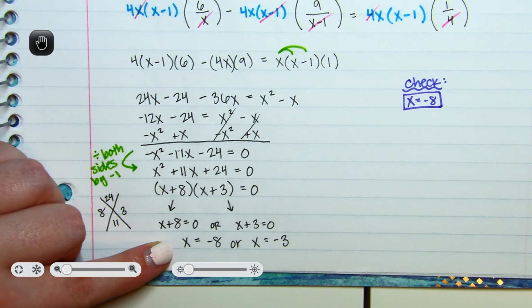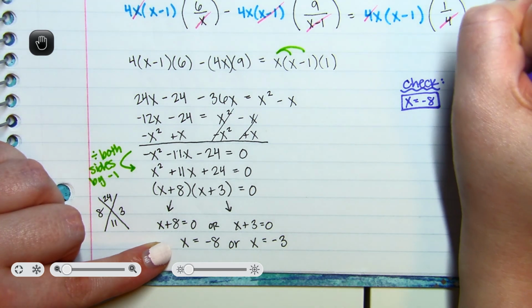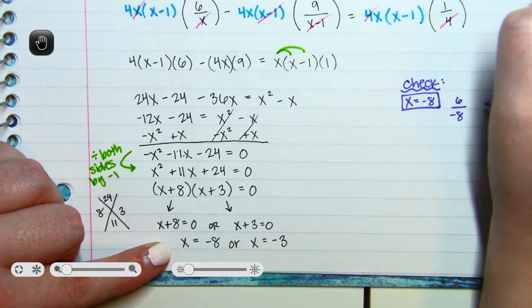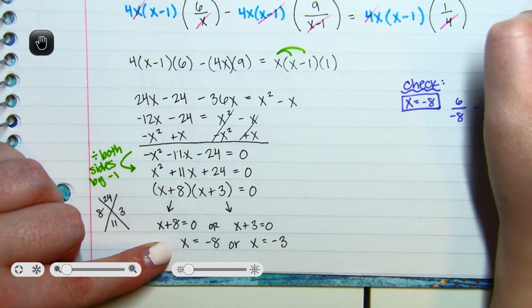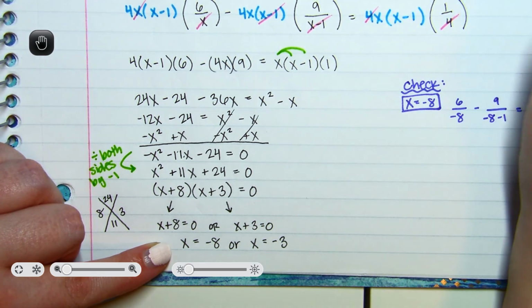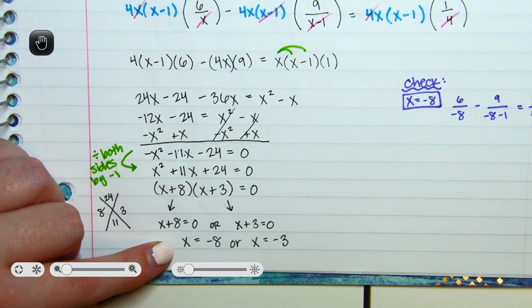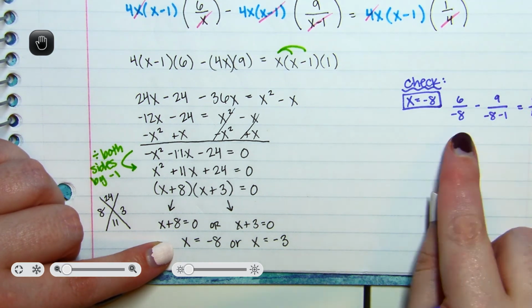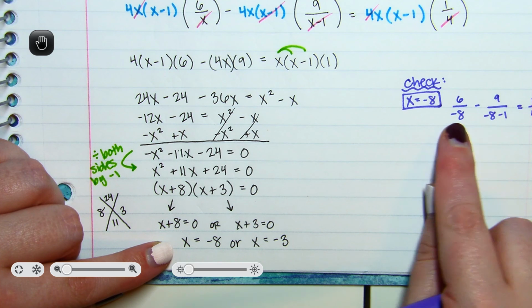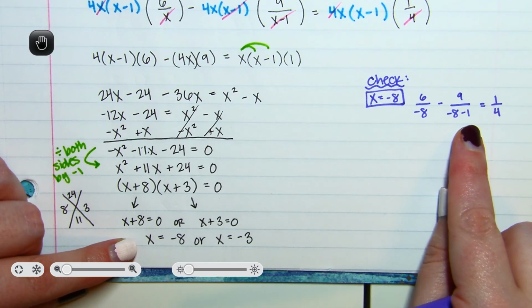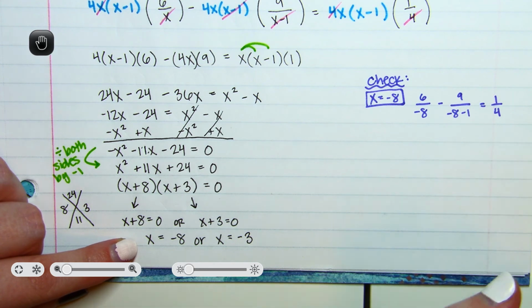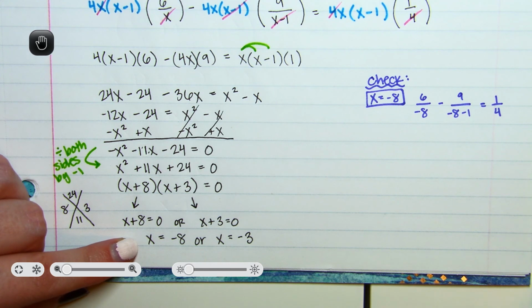So when x equals -8, I'm going to have 6 over -8 minus 9 over -8 minus 1 equals 1/4. Will either of our denominators equal 0? No, neither of our denominators will equal 0. I'm going to go ahead and finish simplifying this one all the way through just to show you, if you choose to solve it all the way, what it's going to look like.